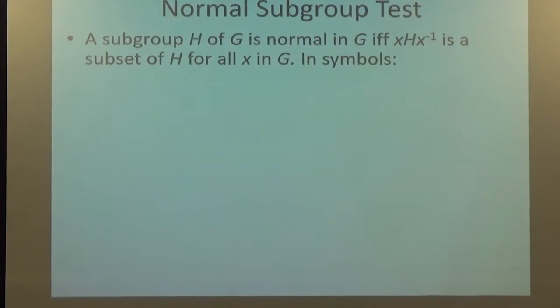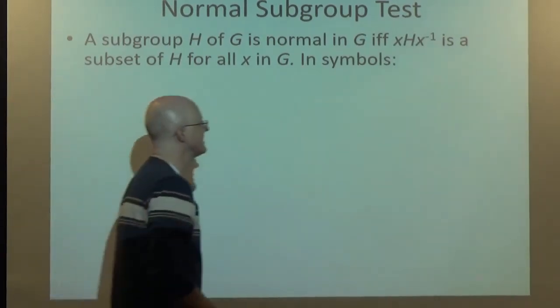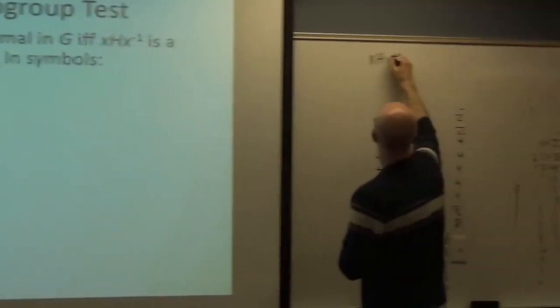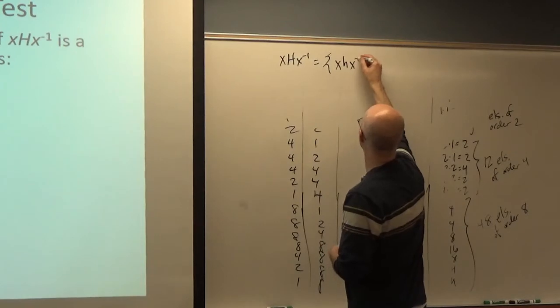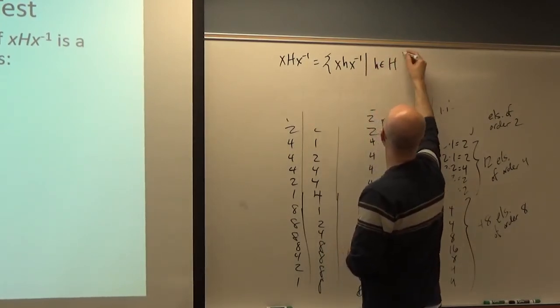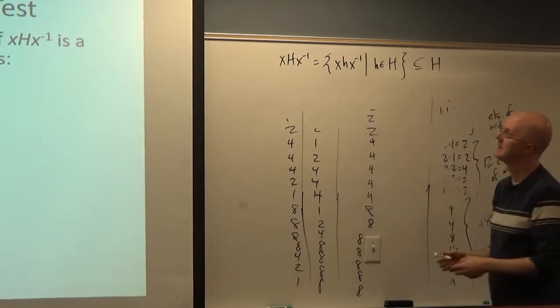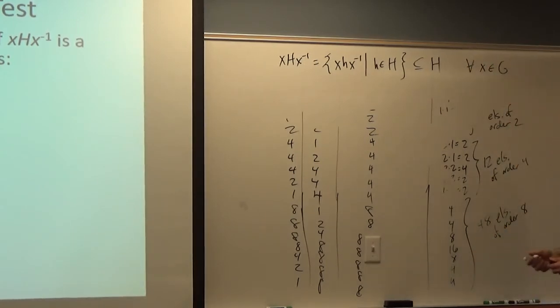A subgroup H of G is normal in G if and only if xHx inverse is a subset of H for all x in G. We've seen this before; we wrote xHx inverse before, except with an a. This would represent all products of this form as little h ranges over capital H. If that's a subset of H for all x in G, then H is going to be normal in G.